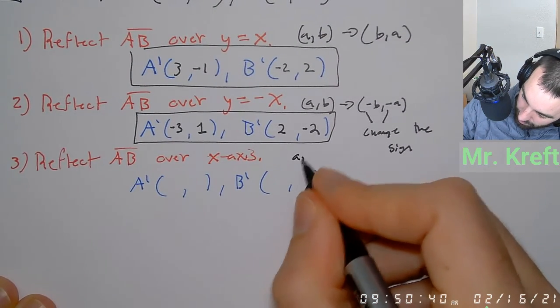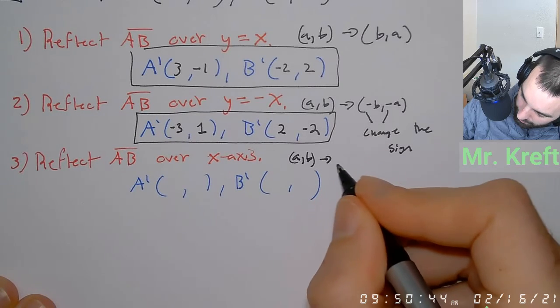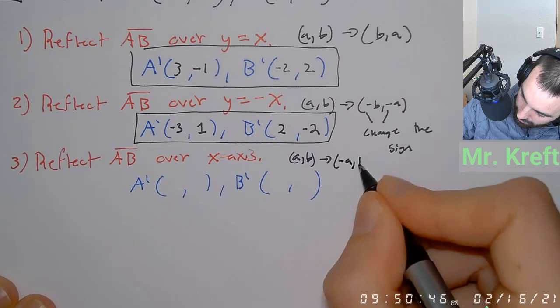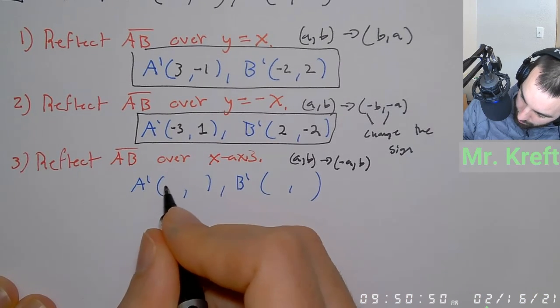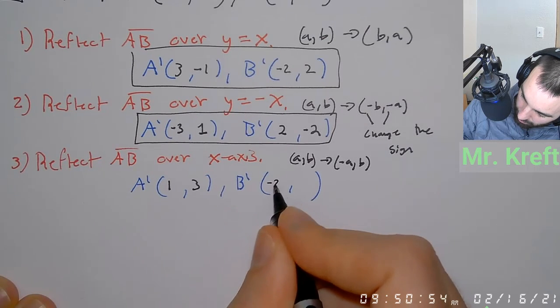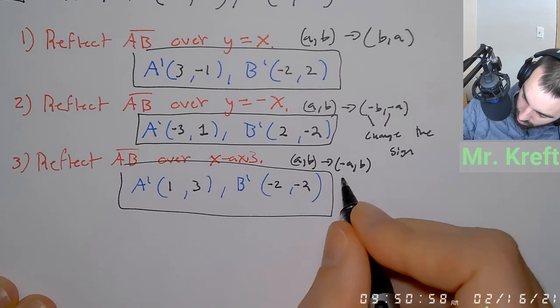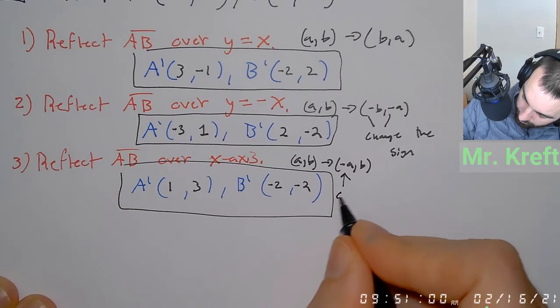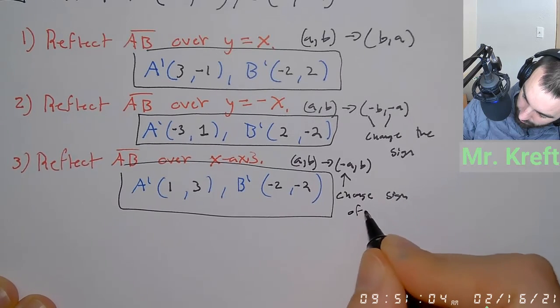And then over the x-axis, I take point AB and I get A, -B. So then A prime is going to be 1, 3, and B prime is going to be -2, -2. Again, you just change the sign of the y.